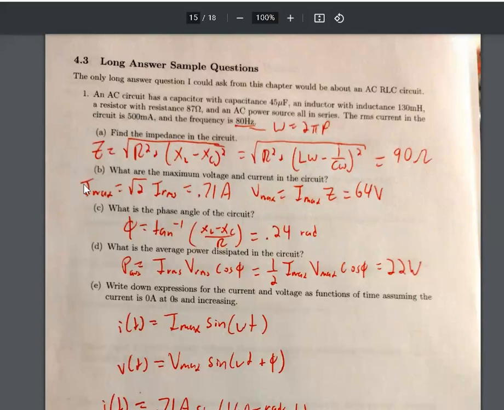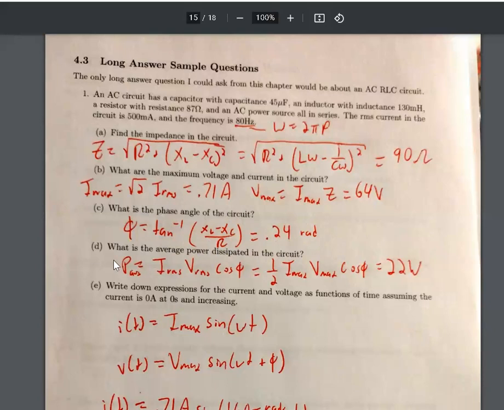All right, now what is the phase angle? So generally, we can always find the phase angle like this. It's the arctan of the inductive reactance minus the capacitive reactance divided by the resistance. And so in our case, this is 0.24 radians.